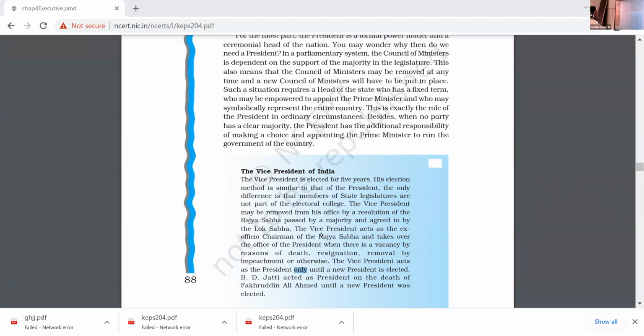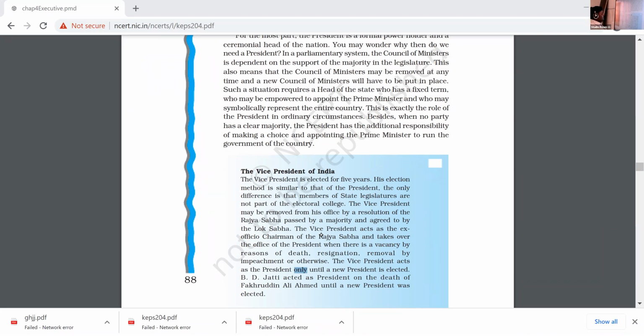Next, one more thing we will read and finish that. The vice president of India. Clear? So the vice president is elected for five years. His election method is similar to that of the president. The only difference is that members of the state legislature are not part of the electoral college.